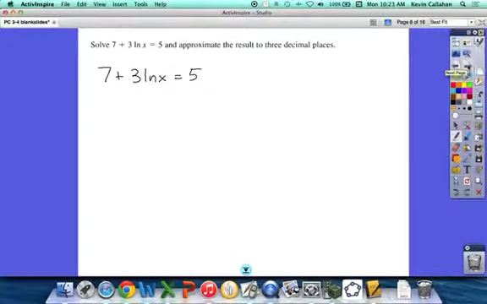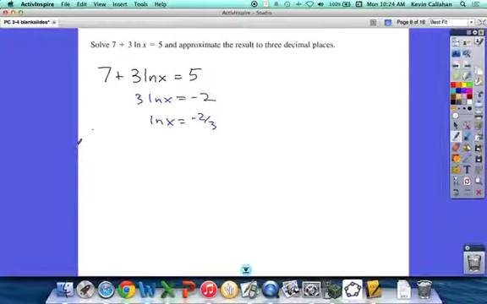Okay, now we'll do a logarithm. First step would be to isolate. In this case, that would be subtract 7. 3 times ln of x equals -2. Are we isolated? What do I have to do? No. Just divide by 3. Right? ln of x equals -2/3.